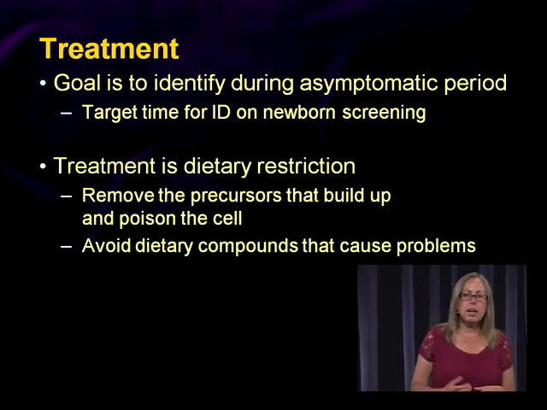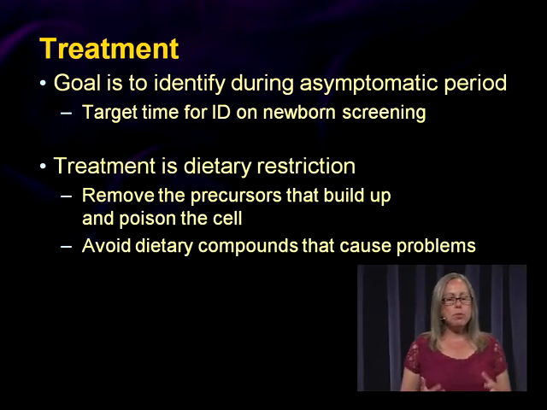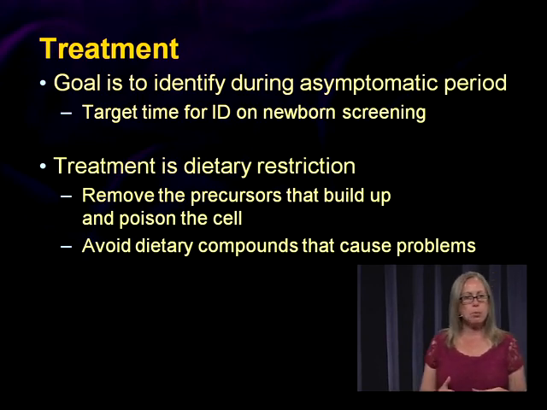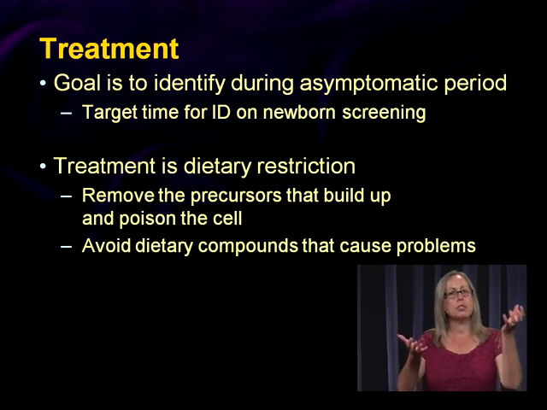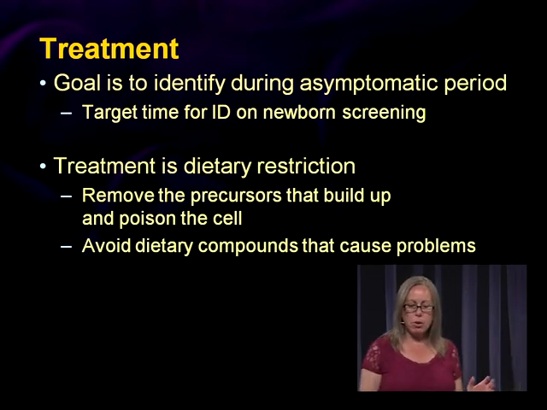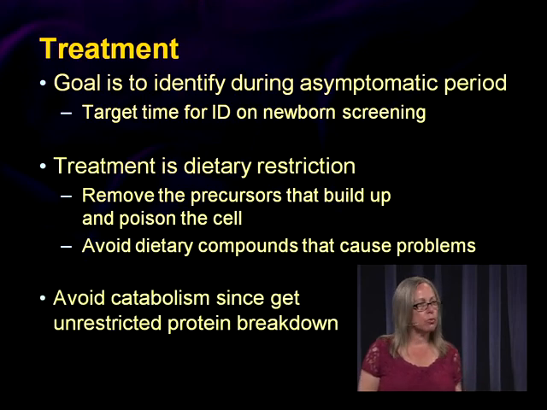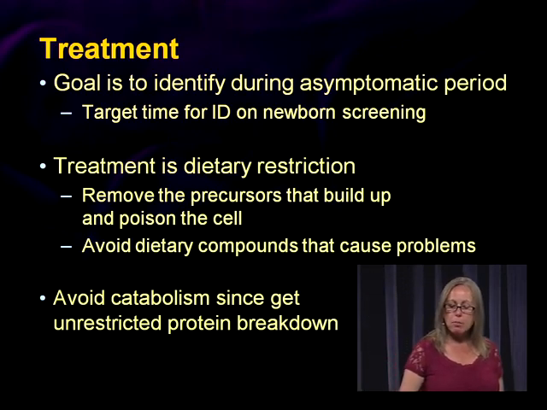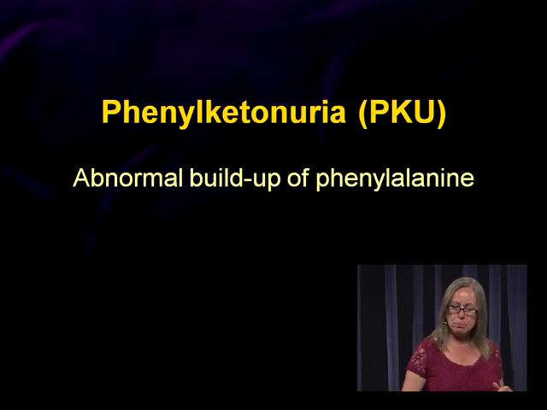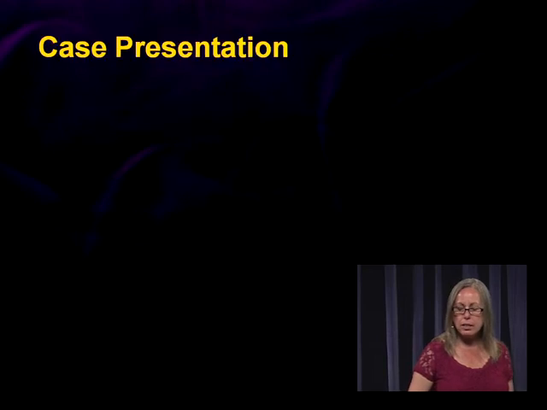The treatment is dietary restriction, so you want to remove the precursors that build up and poison the cell. Because that one block is there, A and B is going up, so you want to decrease how much of A and B is going into the system. And you want to avoid any dietary compounds that cause problems. And you want to avoid catabolism when you can, because then you get some unrestricted protein breakdown just from your body. So we'll talk about PKU, which is an abnormal buildup of phenylalanine.